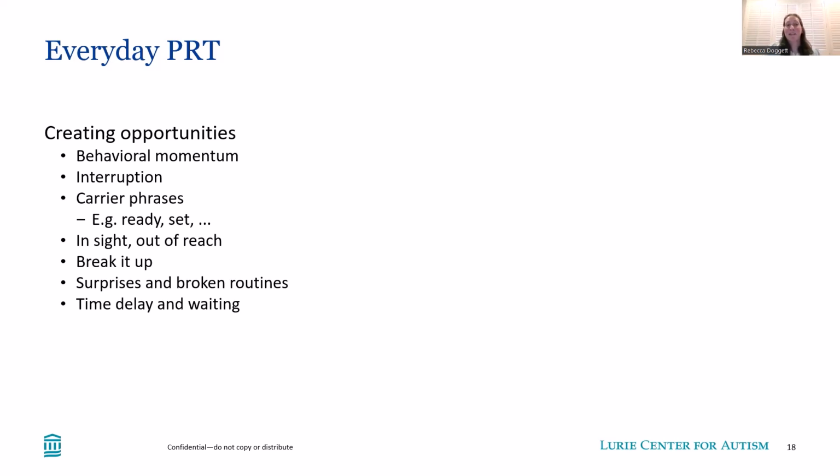You might think about things as in sight but out of reach as ways to create opportunities for social requests. So, you know, if there's a snack that they like that's up on the shelf they can't reach, that's a good opportunity for them to have to engage with you either verbally or through pointing to indicate what they're wanting. Surprises and broken routines. So maybe there's a way that the child plays with a certain toy and you don't follow that routine. You do something silly or a little bit differently and wait for a response in that situation.